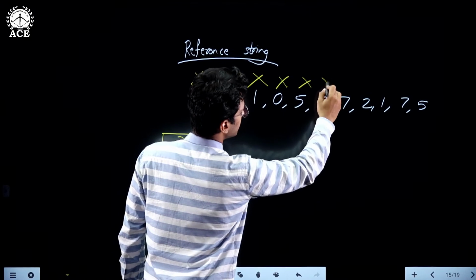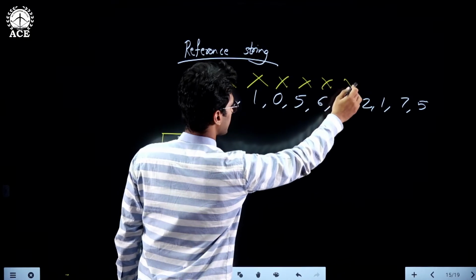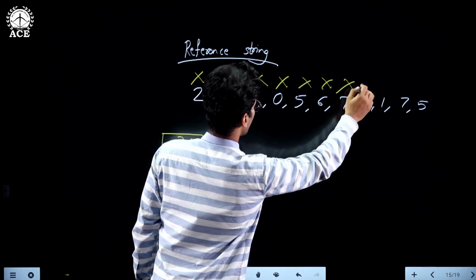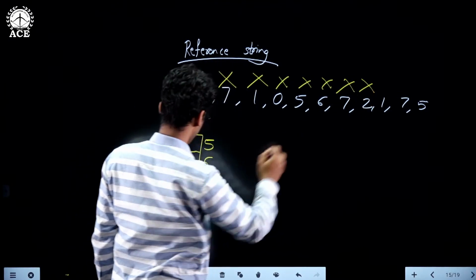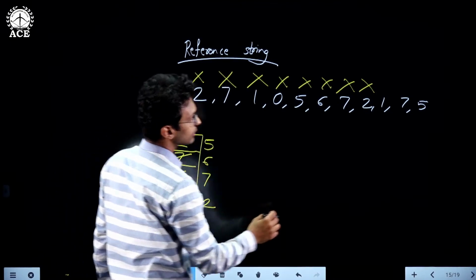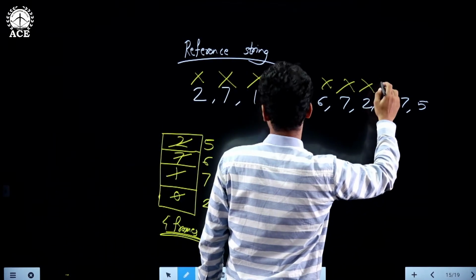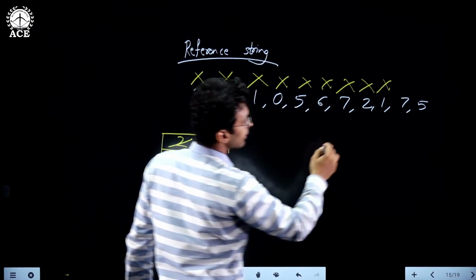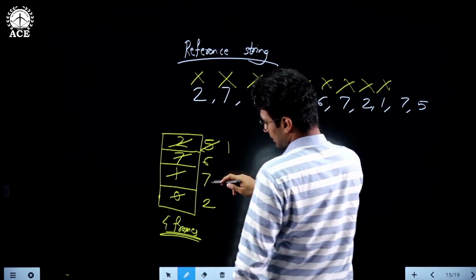7, this also miss. 7 is not there. 7 miss. 2 is there? Not there. Again miss. 2 is miss. 1 is there? 1 is not there. Again miss. 1. 7. Page 7 is there? Yes, page 7 is already there.